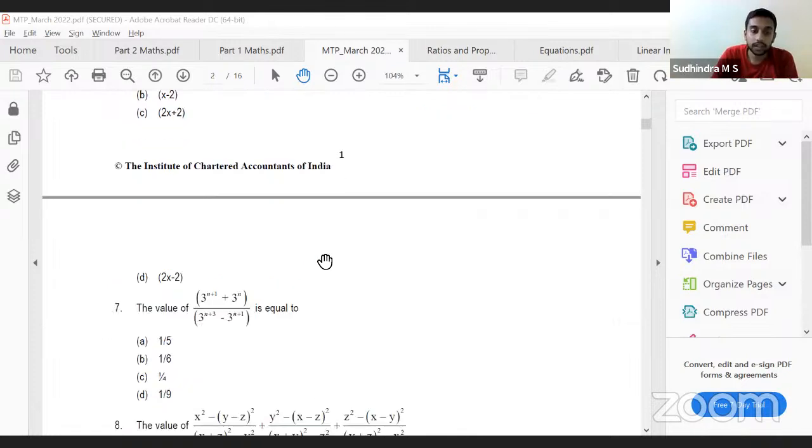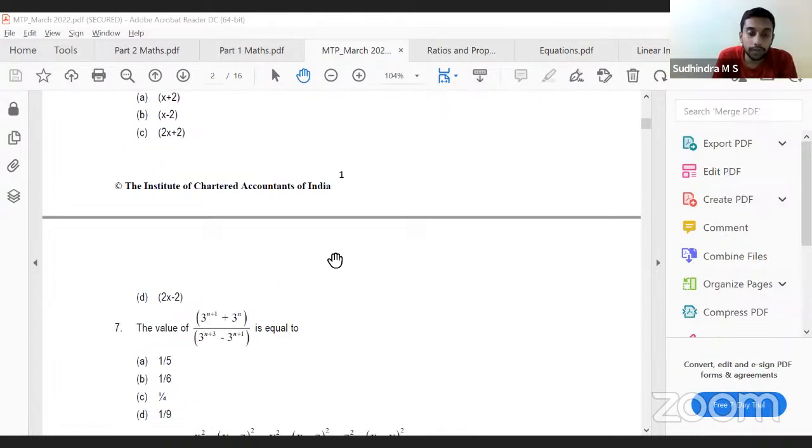Okay, next one. The value of 3 to the power of n plus 1 plus 3 to the power of n, divided by 3 to the power of n plus 3 minus 3 to the power of n plus 1.